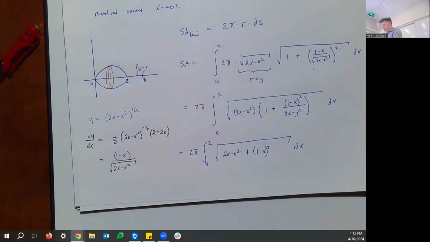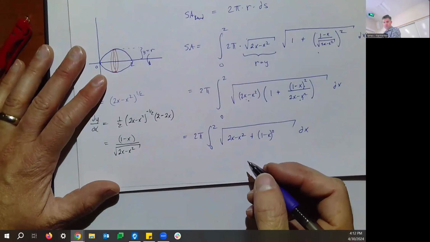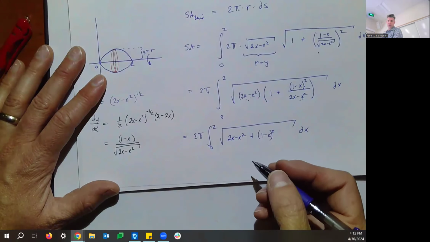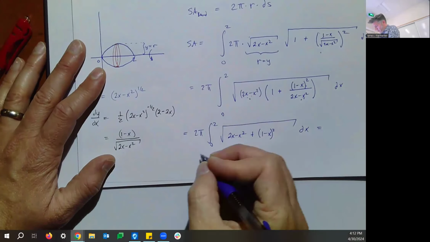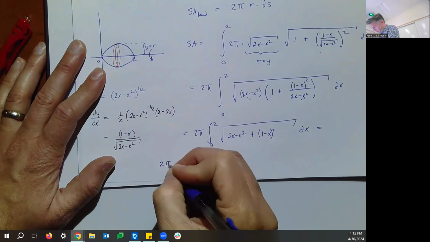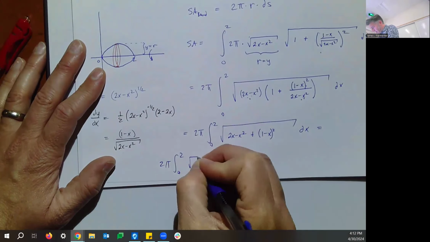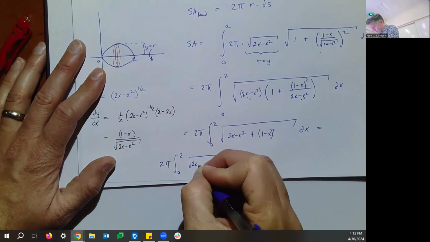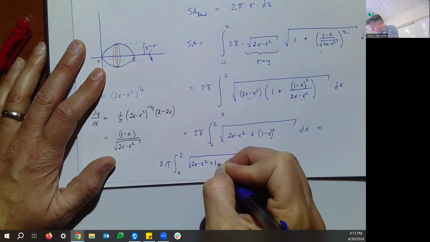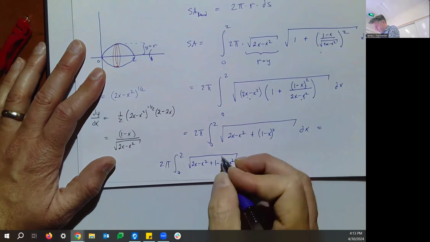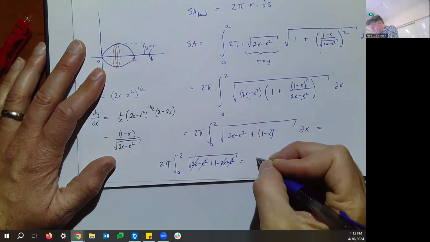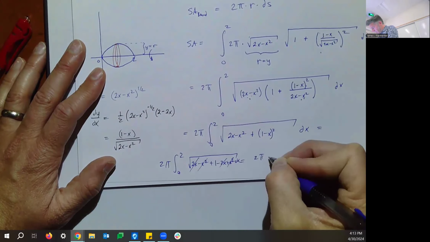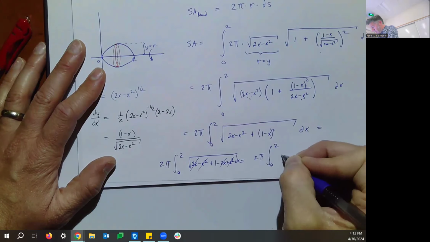And then if we multiply it out, look what happens. We get 2 pi times the integral from 0 to 2 of the square root of 2x minus x squared plus 1 minus 2x plus x squared. And the 2x's cancel and the x squareds cancel. And you get 2 pi times the integral from 0 to 2 of 1.